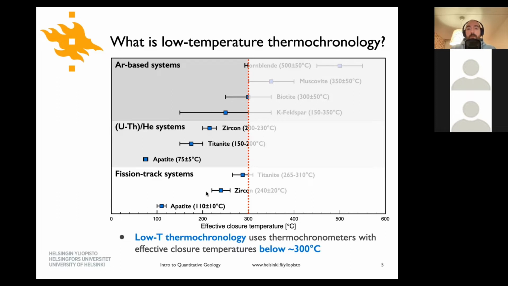And what you can see is that most of the fission track systems and uranium, thorium, helium systems, at least on this plot, this is by no means a complete list of different thermochronometers, but most of these fall below closure temperatures of 300 degrees, which means that they are these low temperature systems we're interested in. We're also going to talk about using muscovite with the argon-argon system, so that's a little bit higher temperature, but we'll come to that.